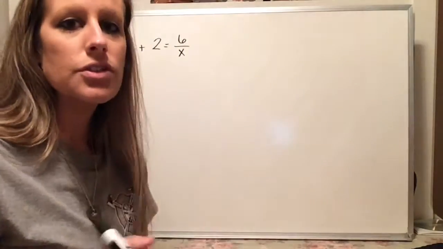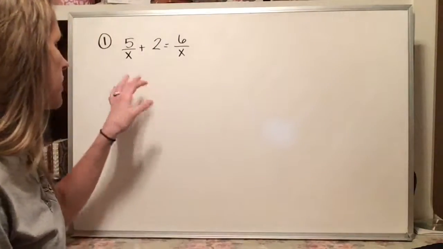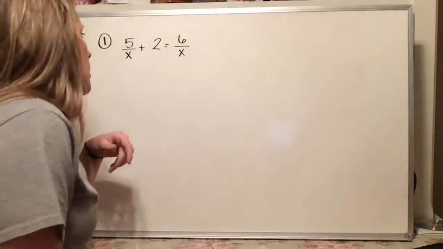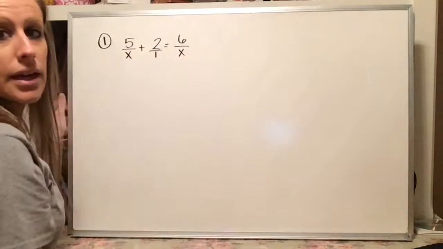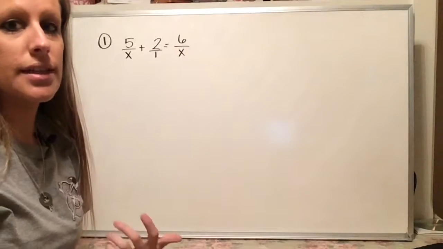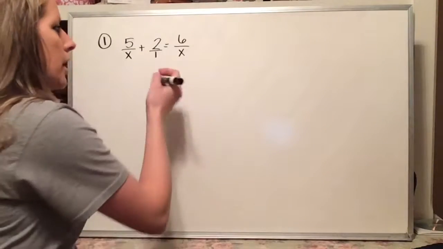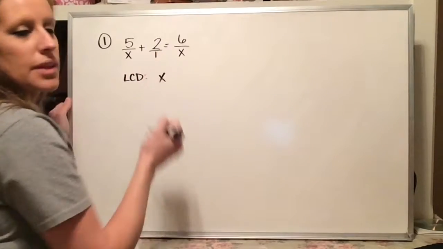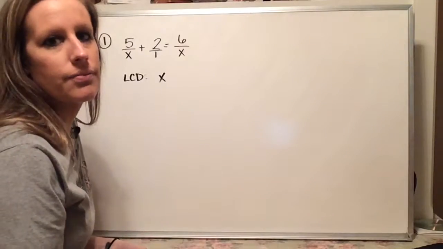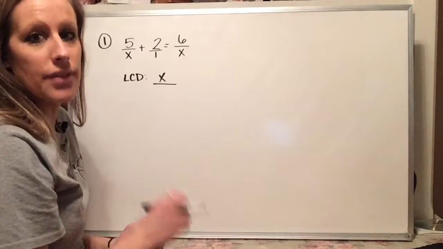So let's do the first problem. Most of it's just like last week. We're just adding a little bit more. So let's find a common denominator. Now that 2 is like saying 2 over 1. Anytime you don't have a denominator, it's like saying it's over 1. So I have an x, I have a 1, and I have an x. So my least common denominator is going to be x. I don't have to put that 1 because 1 will go into anything. Okay. So I need all of my fractions to have a denominator of x.